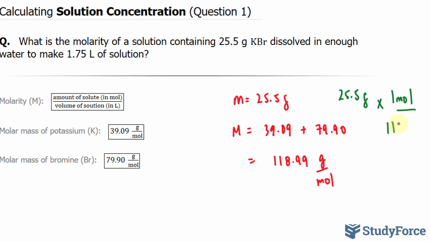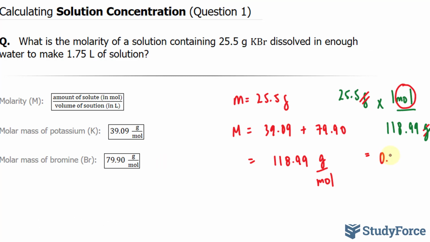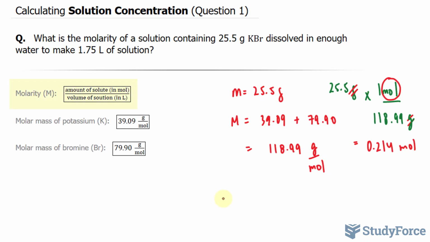And by doing that, look what happens. The grams unit will cancel out, leaving you only with moles. So let's do this calculation. We have 25.5 divided by 118.99, and this gives us 0.214. 0.214 moles.